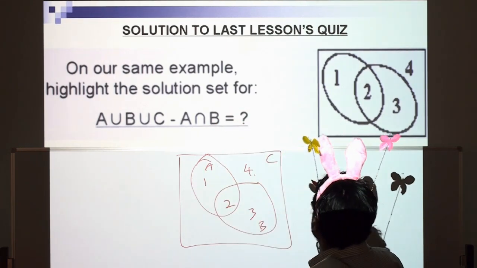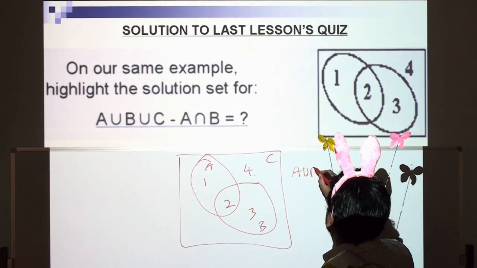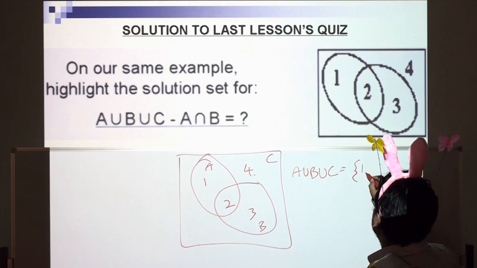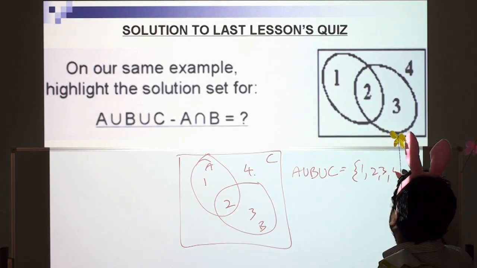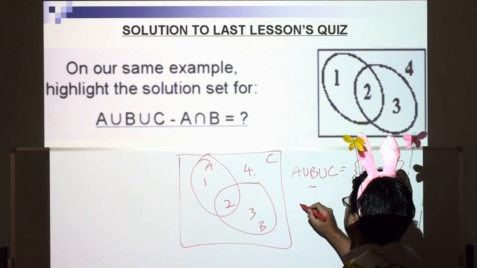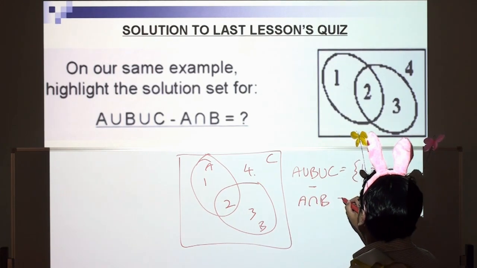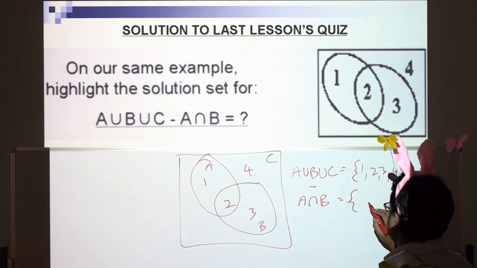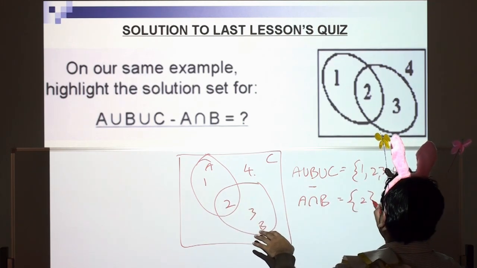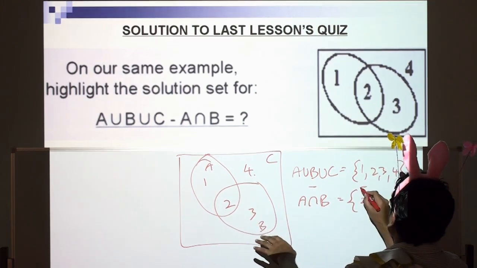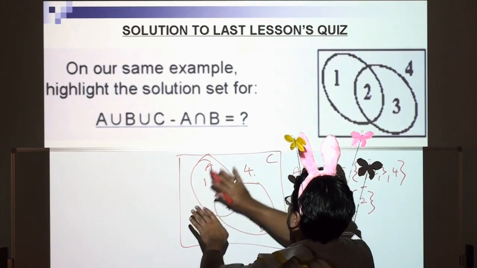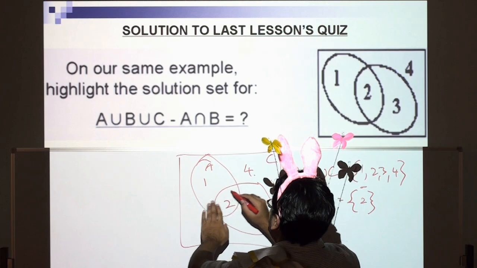So A union B union C equals a set of 1, 2, 3, and 4. And then we minus, or take away, A intersect B, which includes elements of only 2, right? Only 2. So all of that minus 2, right? All of this, take away that.